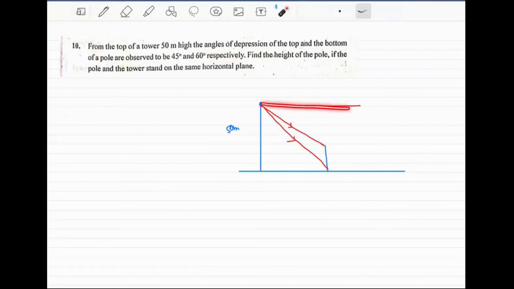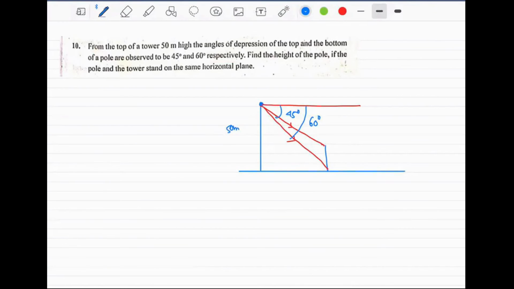So here is the horizontal line. When you look down at the top of the stick, top of the pole, the angle of depression here is how much? 45 degree. So you draw it here. This is 45 degree. And when the person is looking down on the bottom of the pole or bottom of the stick, this angle of depression right here is how much? 60 degree. So you draw this down. This is how much? 60 degree.